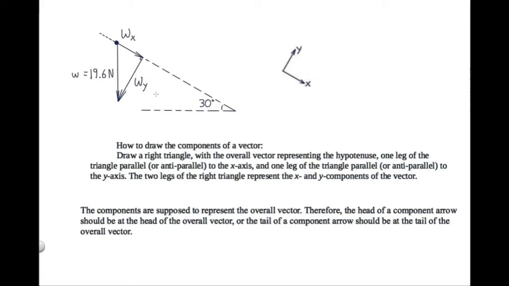Before we work on the magnitudes of the components, we should figure out the signs. W sub x is pointing down the ramp, which is our positive x direction. So we'll make a note that wx will be positive. W sub y is pointing into the ramp, which is our negative y direction. So we'll make a note that wy will be negative.